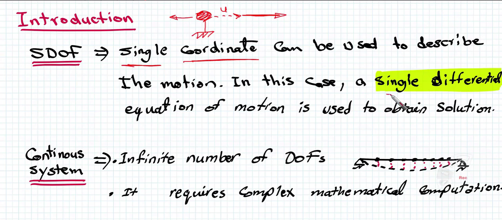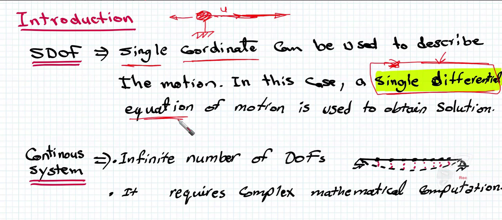In this case, a single differential equation of motion is used to obtain the solution, and this is an important issue that is going to give us the difference between single degree of freedom and multi-degree of freedom. As long as we have only one degree of freedom, we are going to have only one single differential equation that is used to describe the motion of this SDOF. However, in the general case, in reality, we are not commonly facing SDOF.